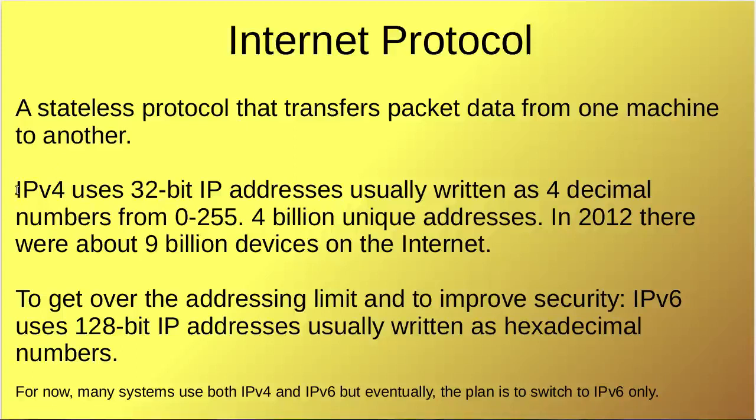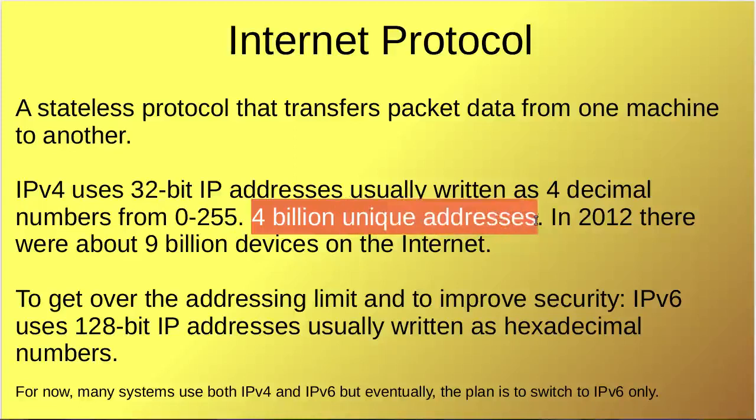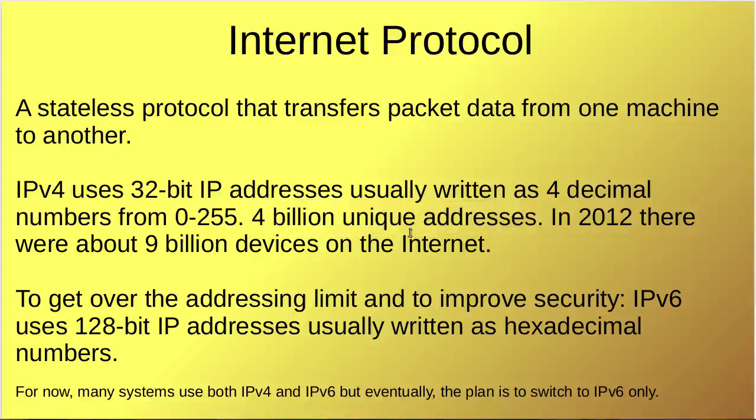All it has to do is transfer a packet from one machine to another. So typically, all the examples that we will look at are going to be IPv4. Remember, it uses 32-bit IP addresses written as 4 decimal numbers separated by dots. Each one of those numbers, because it's 8 bits, goes from 0 to 255, giving us a total of 32-bit IP addresses. And 2 to the 32 is a little bit more than 4 billion. So IPv4 only has a maximum of 4 billion unique addresses.